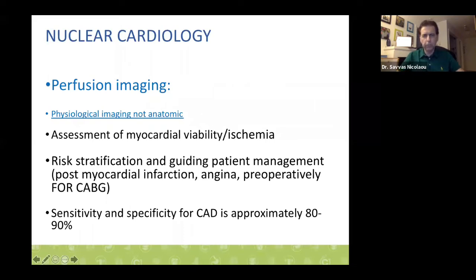Now, nuclear cardiology, perfusion imaging. This is physiological imaging, not anatomical imaging, is what I would say. This assesses myocardial viability and ischemia. It is very useful in risk stratification and guiding patient management, post-myocardial infarction, angina, and preoperatively for coronary artery bypass graft procedures. Specificity for coronary artery disease ranges from 80 to 90%.